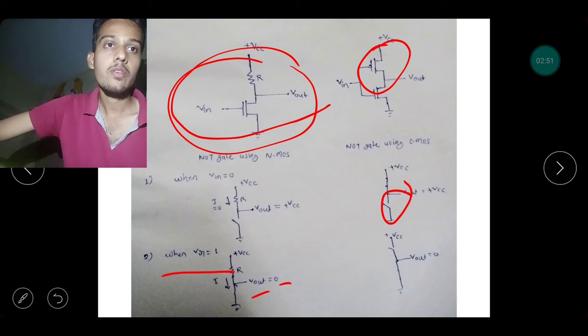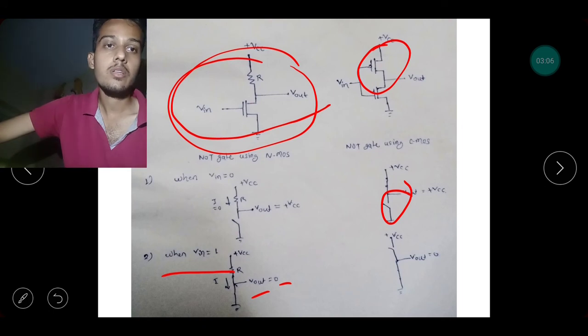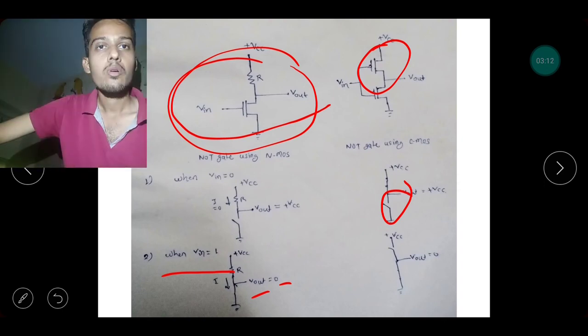But in case of CMOS, if Vin is high, NMOS gets turned on but PMOS gets turned off. That's why no current flows and the output gets 0. So it fulfills the truth table of a NOT gate inverter. In case of CMOS, heat dissipation never occurs.